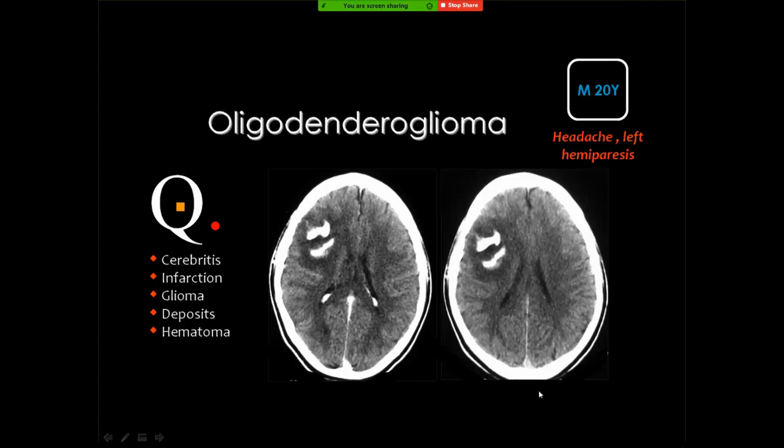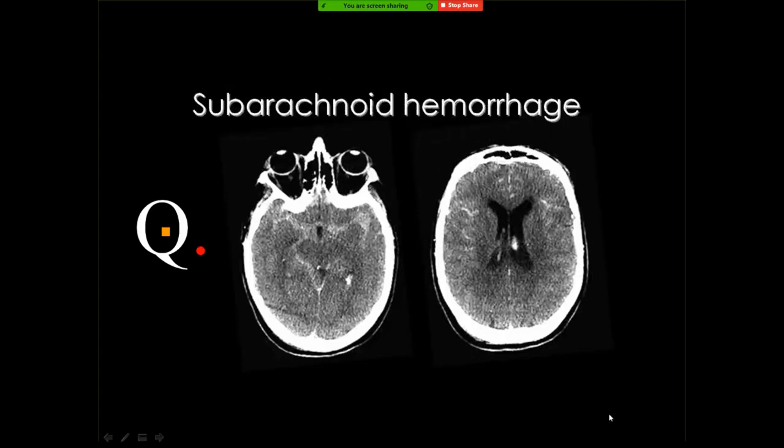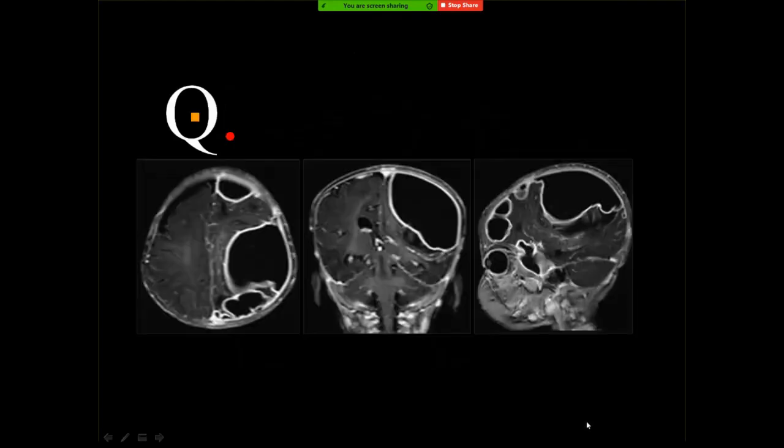Oligodendroglioma. One of the criteria is the linear pattern of calcification, which is typical for oligodendroglioma, with some mass effect exerted by the lesion. This is subarachnoid hemorrhage. And this is subarachnoid hemorrhage. No intervention.